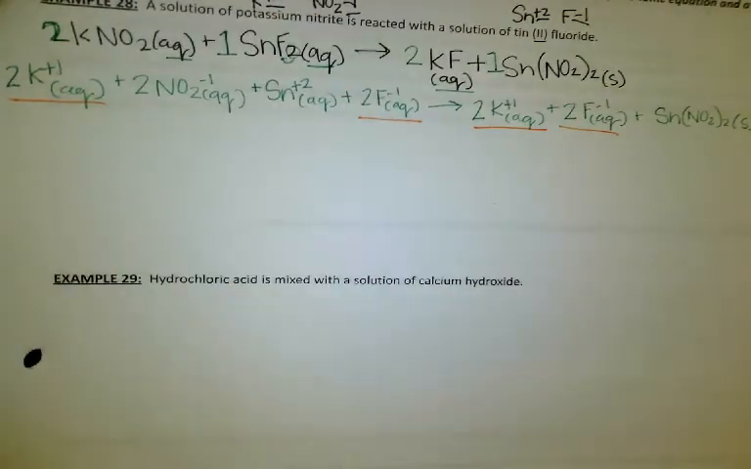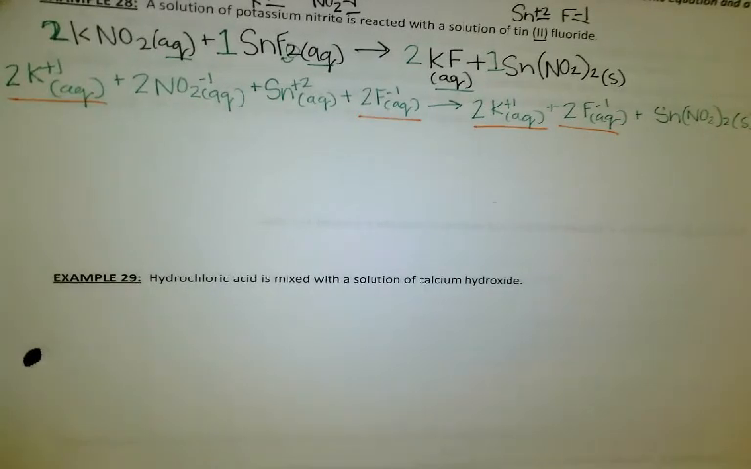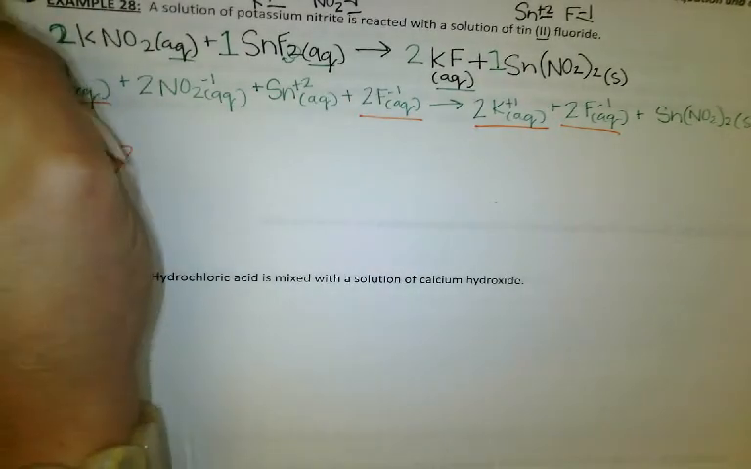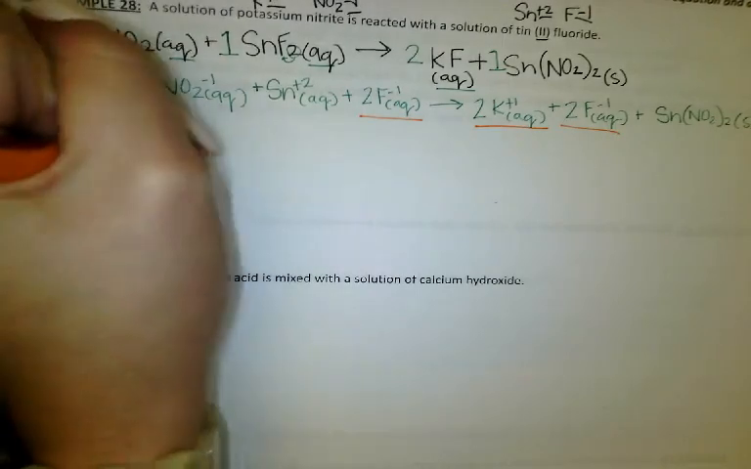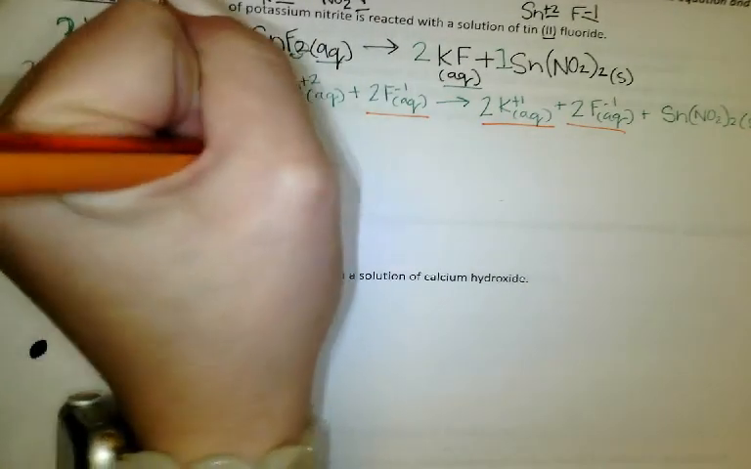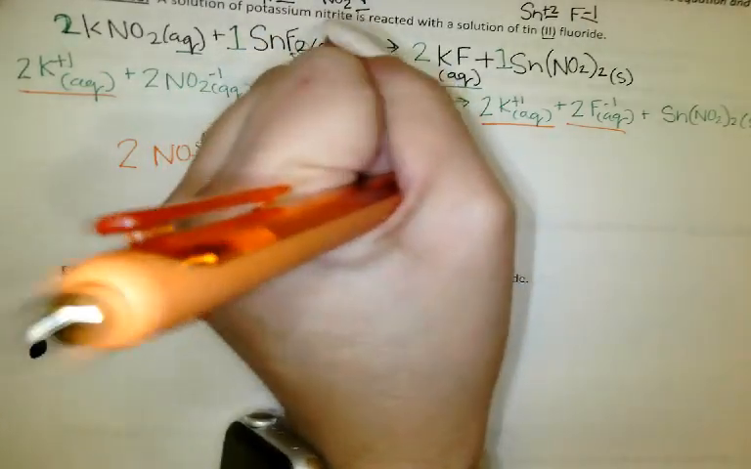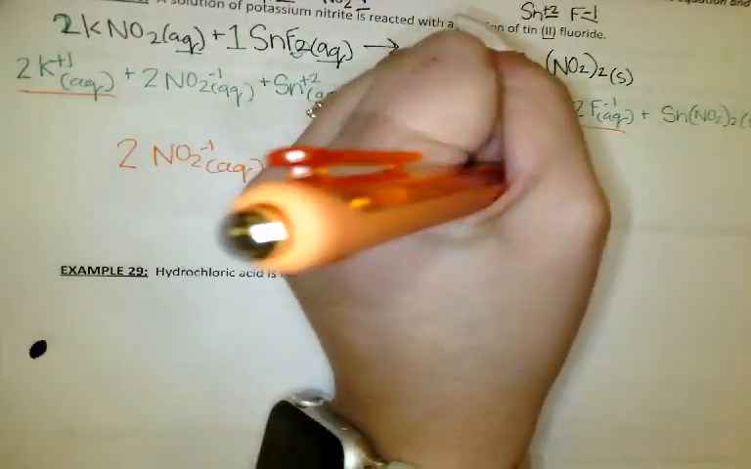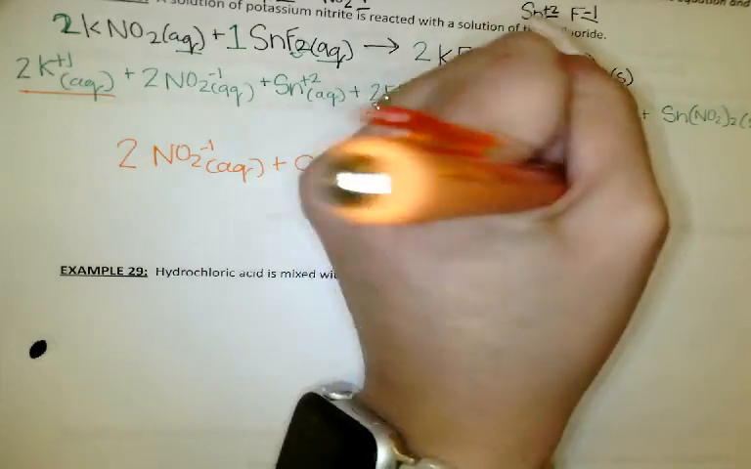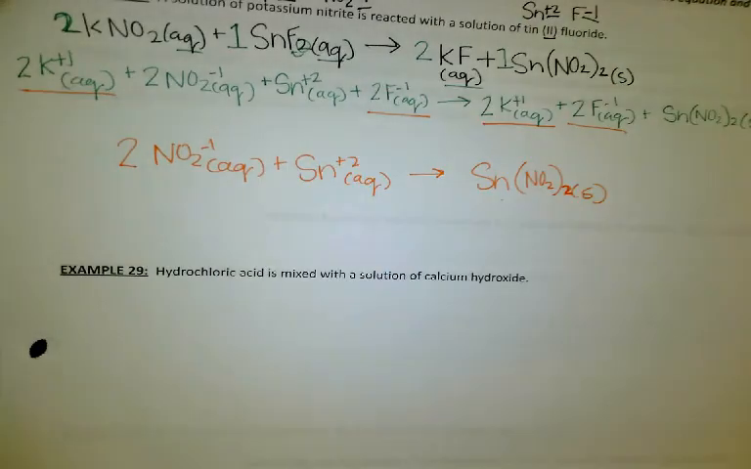Now what's going to happen is when I write my net ionic equation, I do not include the spectator ions. I'm just going to include the ions that participate in the reaction. So I'm including the 2 nitrite ions plus the 1 tin ion yields tin nitrite. Okay. Now notice how writing your formulas correctly affects the balancing, it affects the complete and net ionic equations.